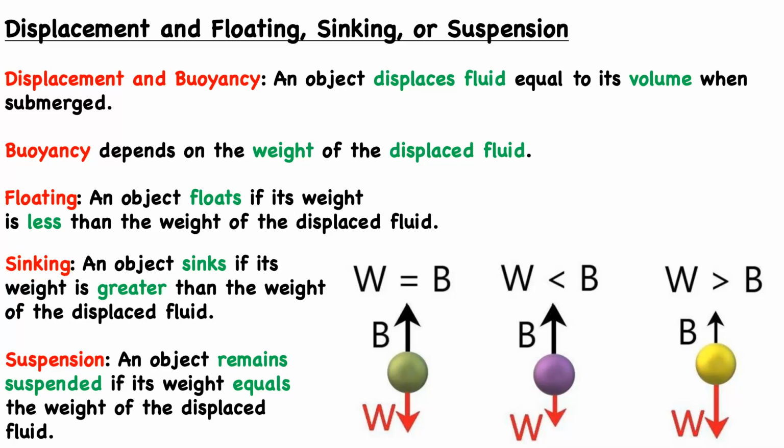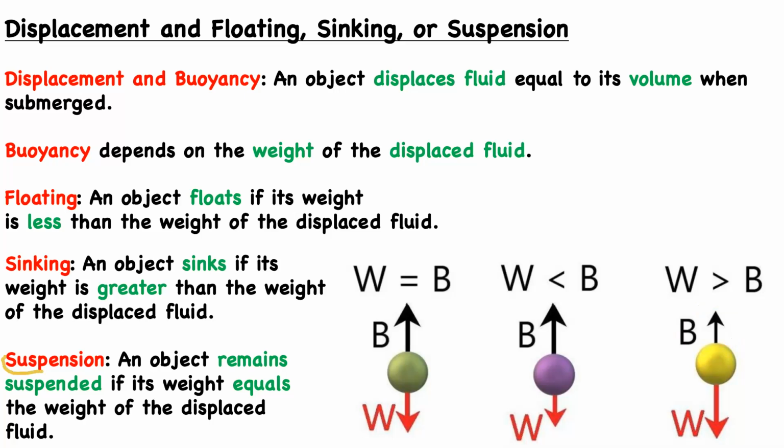So an object sinks if its weight is greater than the weight of the displaced fluid. And that's what we see in this example here. The weight is greater than the buoyant force, so therefore the object will be submerged under the water to the bottom of the container because the buoyant force is less than that weight.